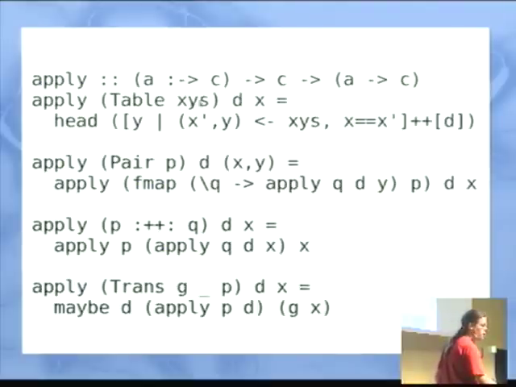Okay, so just quickly going through this. How do we apply a finite table? We just look up the x, and if it doesn't exist, we return d. So this is the idiomatic way of writing that.